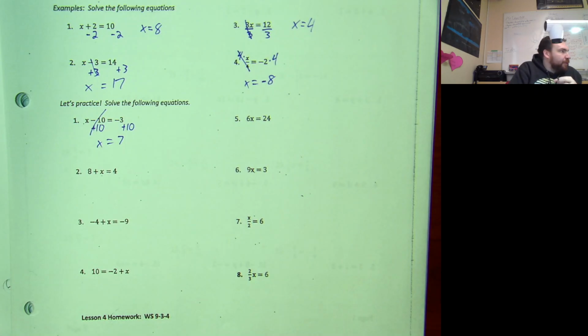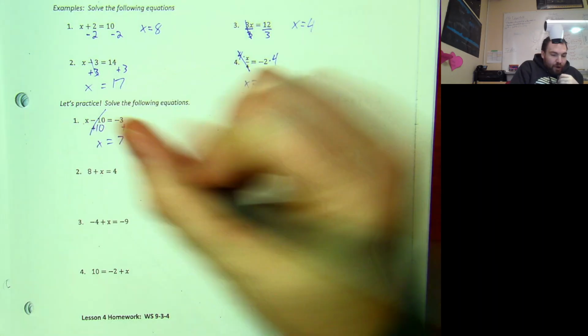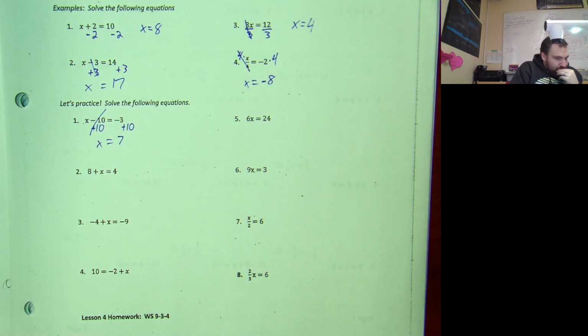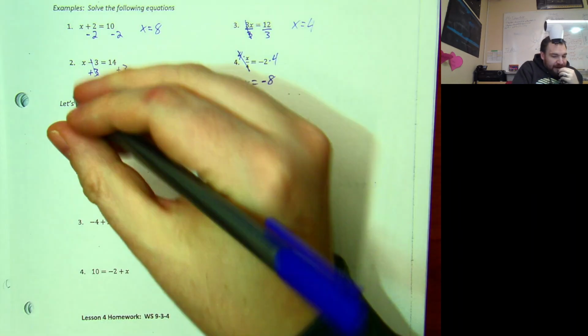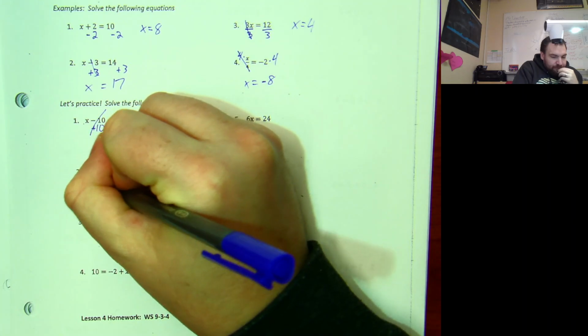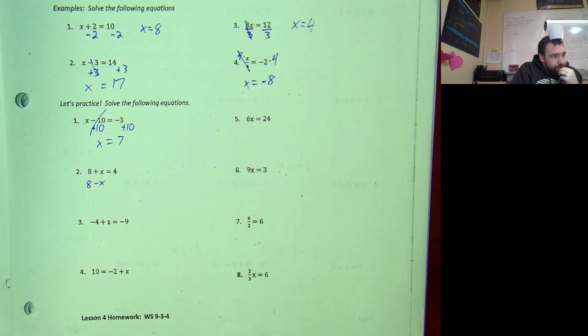Here we go, number 2. Who wants to do it? Someone new. I'll start pulling on people. Yes, sir. Minus 8. Why am I subtracting by 8? What if I had this? That's what I want to make sure you notice.